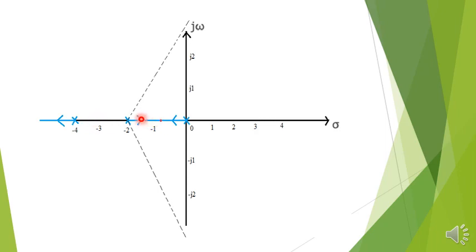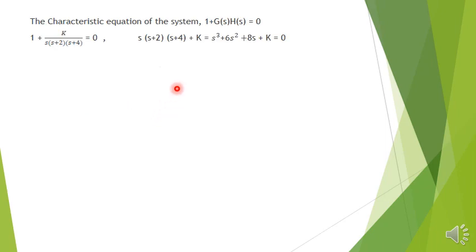Possible breakaway points are real values, so we need not check using an angle condition. Based on the plot only, we can confirm whether it is a valid breakaway point or not, or we can check the validity of the breakaway points. Next is intersection with the imaginary axis.